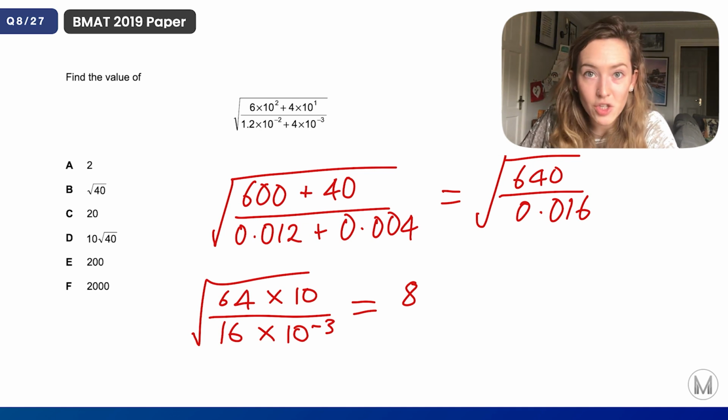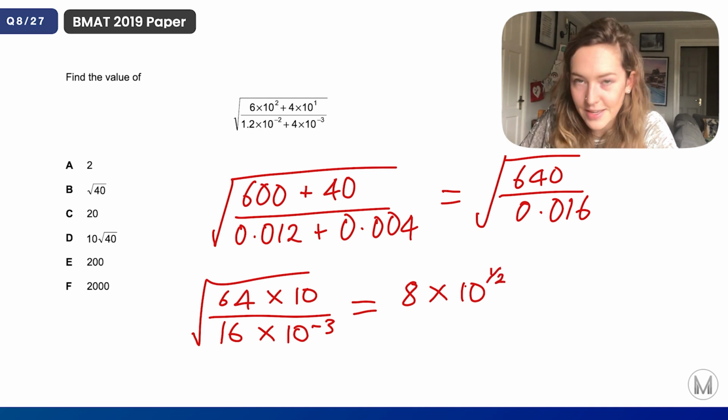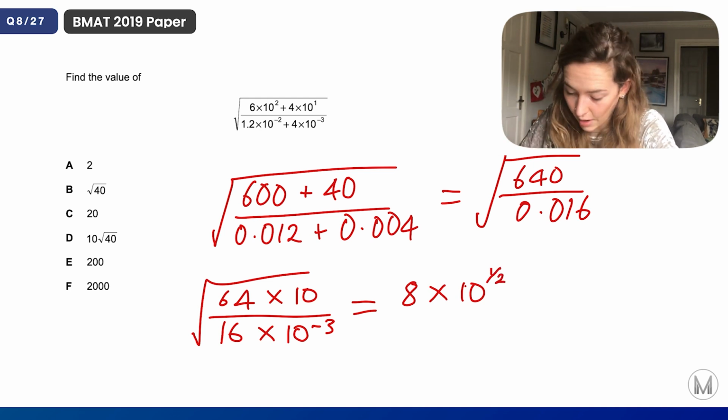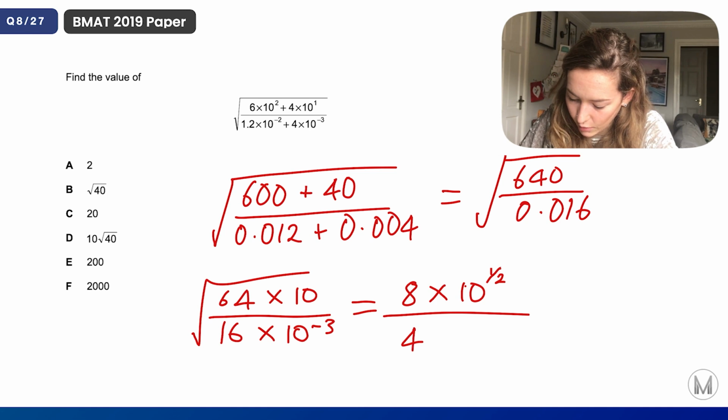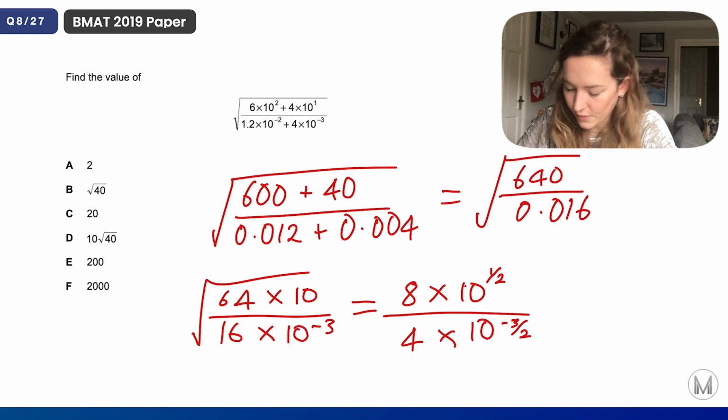So I can square root my top. It's going to be 8, the square root of 64, times 10 to the half. Because remember I said with indices, square rooting is to the power of half, divided by the square root of 16, which is 4, times 10 to the minus 3 over 2. So I'm taking that minus 3 and halving it.